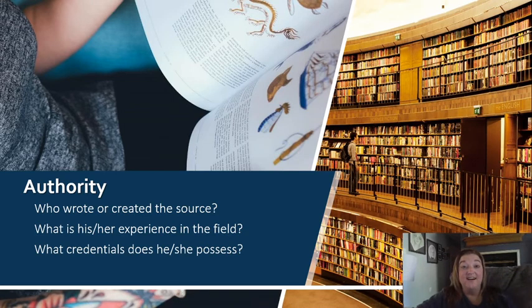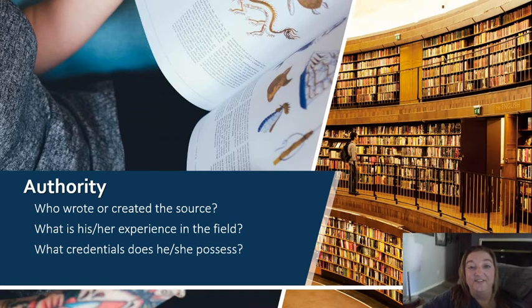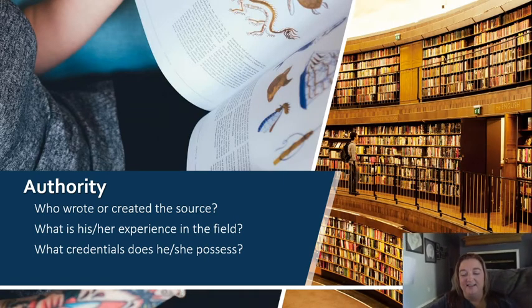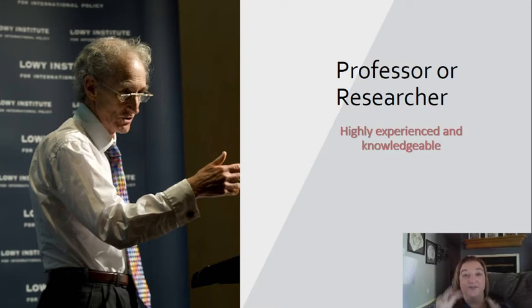Or is this just a hobby, something they do in their spare time that they get into and they love, but it's still just a hobby? They're not necessarily experts in the field. Who are they? To be more specific, is it a professor or a researcher, somebody who's highly experienced, highly knowledgeable? If you're looking at a scholarly article or a journal, that's who it is. It's a professor. It's a researcher. It's somebody who knows their stuff. So they're, for the most part, reliable.